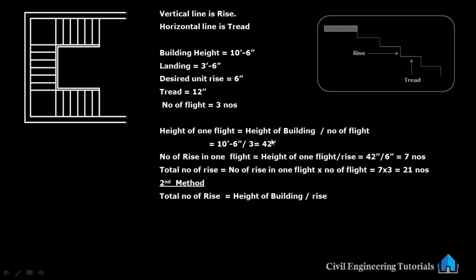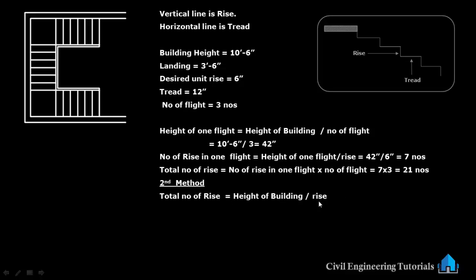This is height of building divided by number of flights. That is, in this case, you calculate height of one flight first, then number of rise you calculate, height of one flight by rise, then total number of rise you calculate, number of rise in one flight into number of flights. But if you want to keep staircase flight height different in each flight, then follow the second method, means calculate number of rise and tread separately for each flight.